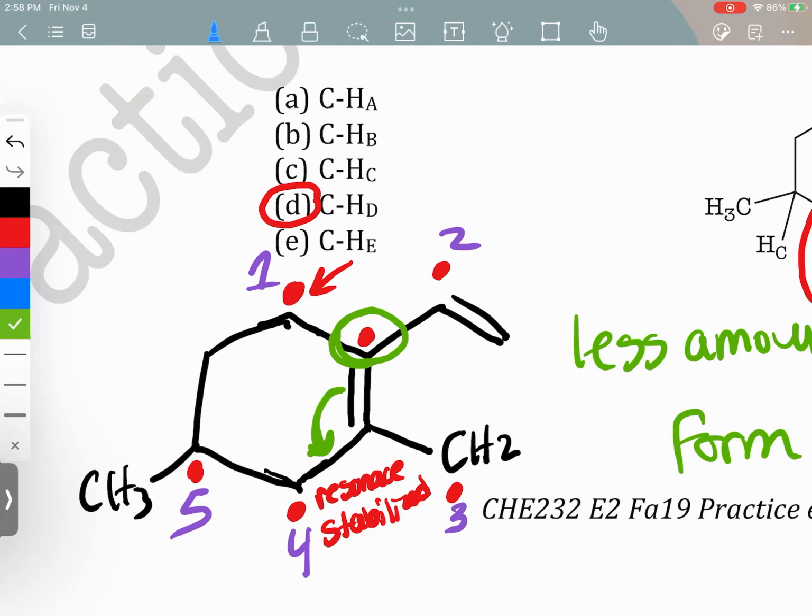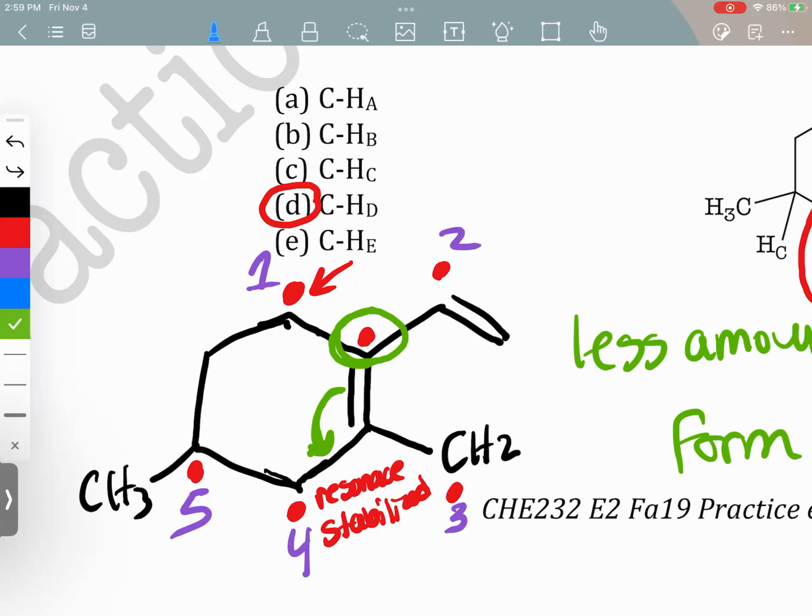Anytime resonance can occur with these radicals and non-bonding lone pairs, etc., you're always lowering the electron energy of the molecule, which is what they're trying to do. In chemistry, we're always trying to create the most stable molecule. So the more you can lower the electron energy, the better the stability. So that is D.